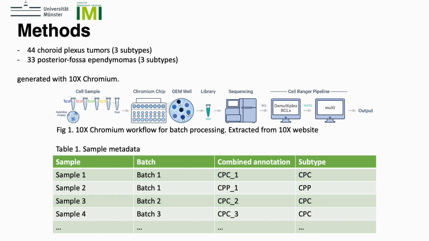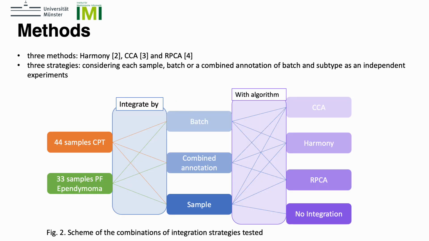Table 1 shows an example of the metadata for each sample. We have the information on the batch each sample was processed in and which subtype it belongs to. With this information, we defined a new annotation called combined annotation, as it combines the information on batch and subtype labels. We compared 3 different algorithms: Harmony, canonical correlation analysis, also called CCA, and reciprocal principal component analysis, also called RPCA.